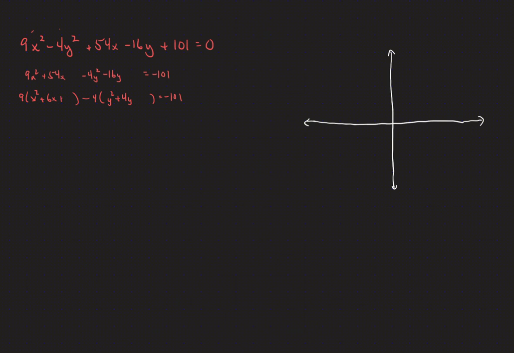Half of 6 is 3, 3 squared is 9, 9 times 9 is 81. Half of 4 is 2 squared is 4. 4 times a negative 4 is a negative 16. So we have 9 times x plus 3 squared minus 4 times y plus 2 squared. And let's see, the negative 16 and the 81 is going to, well, let's see. We have a negative 117 and a positive 81.